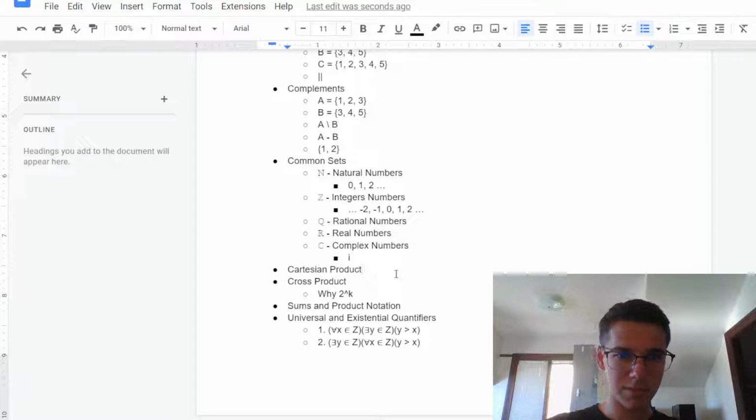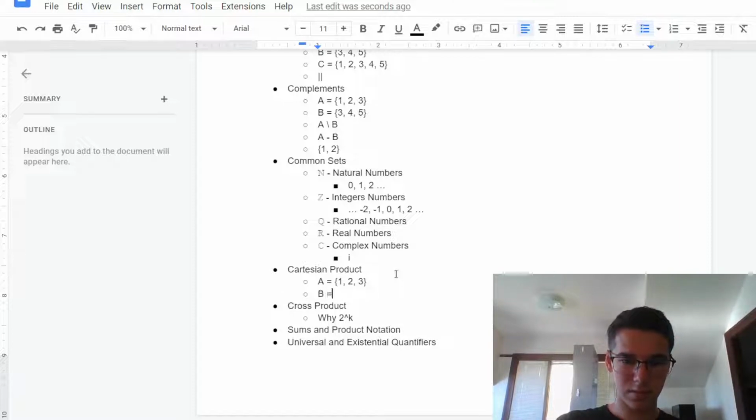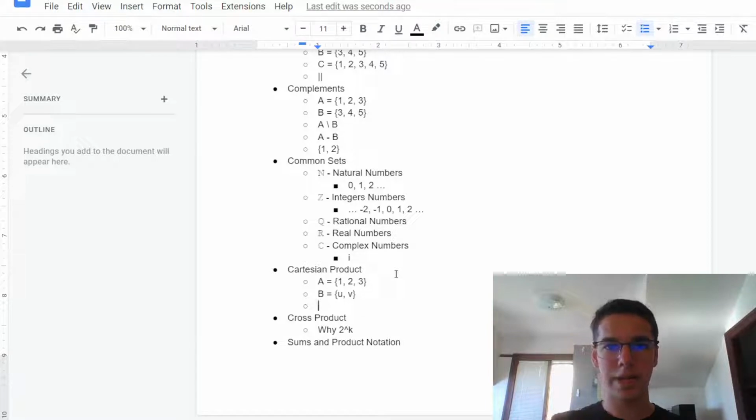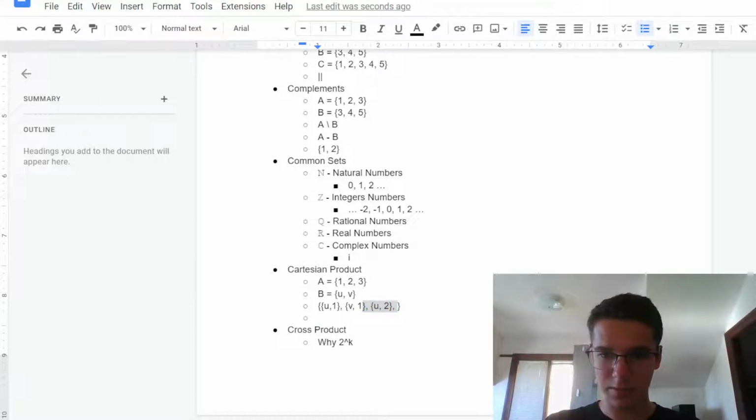Okay. Next, we're going to move on to the Cartesian product of two sets. I'm going to rip the example from the notes again. Let's say we have two sets: 1, 2, and 3, and then I think they used U and V. Essentially, the Cartesian product is the set of all unique pairs of elements across A and B. So we would have U and 1, V and 1, U and 2, and then V and 2, and so on. This would be the Cartesian product. I don't exactly remember what the symbol is. Let me just look for that really quick.